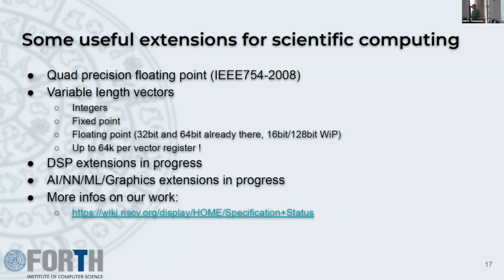And as I said, this is open source. You may join and share your ideas, give us feedback about what you want to see in there. There are also multiple groups working on AI, neural networks, machine learning, and graphics extensions to accelerate such workloads in the CPU, without requiring an accelerator like another chip. And there is a link to our specification status page that will give you an idea of what we are working on.